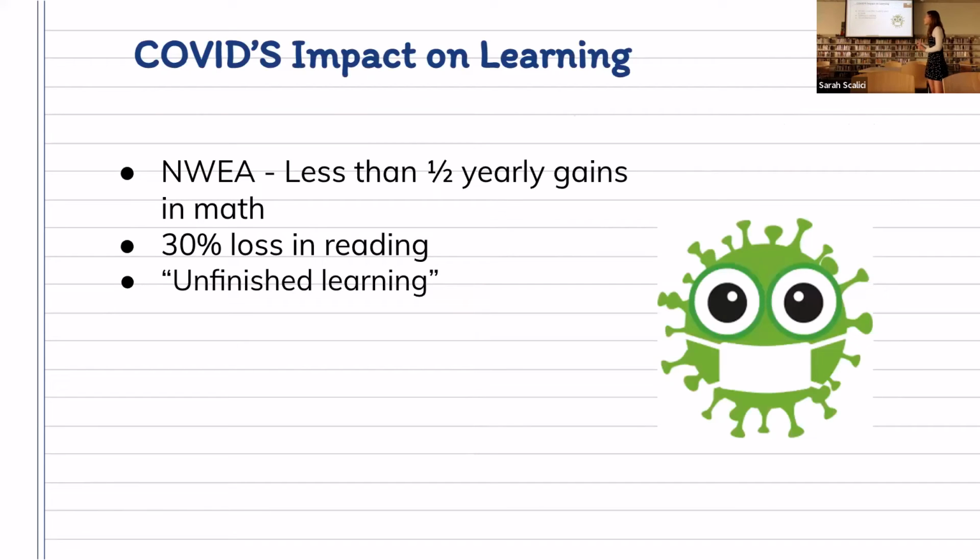So this is the actual measured impact on learning, not just what I observed, but what the statistics tell us. The NWEA, which researches educational access, noticed that there was less than half the yearly gains in math and a 30% loss in reading. They compared measurements from the end of 2020 with measurements from the end of the previous school year. A lot of this was caused by unfinished learning, which is essentially what I was talking about, the entirety of the spring of 2020 being missed. So there was a big gap in students' learning.